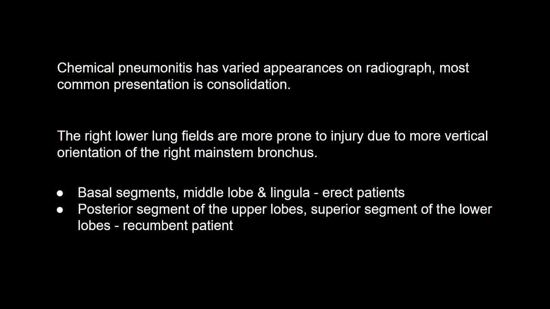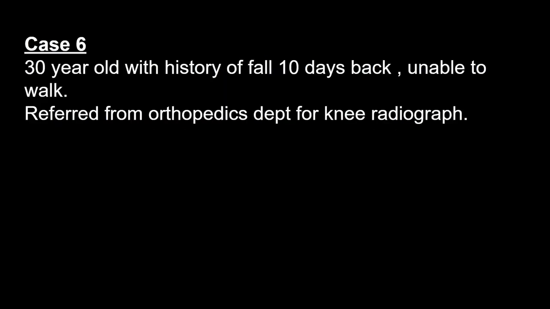Right lower lung fields are more prone to injury because of vertical orientation of right mainstem bronchus. Basal segments, middle lobe, and lingula are more commonly affected in erect patients. Posterior segment of upper lobes and superior segment of lower lobes are most commonly involved in recumbent patients.